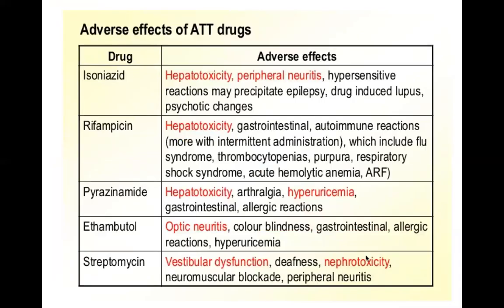The different adverse effects of antituberculosis drugs include: isoniazid and rifampicin, they are hepatotoxic. Pyrazinamide causes hyperuricemia or gout. Ethambutol can cause optic neuritis. And streptomycin is associated with vestibular dysfunction and nephrotoxicity.